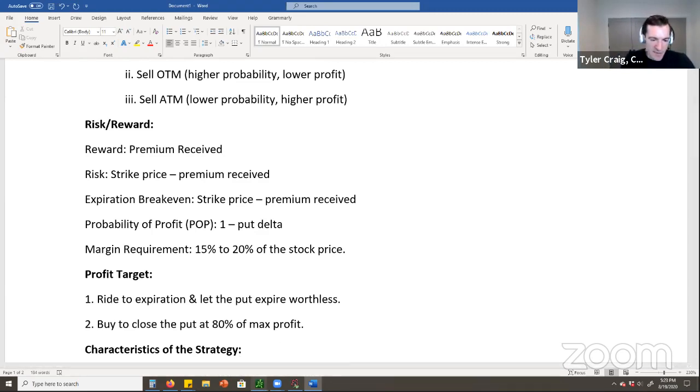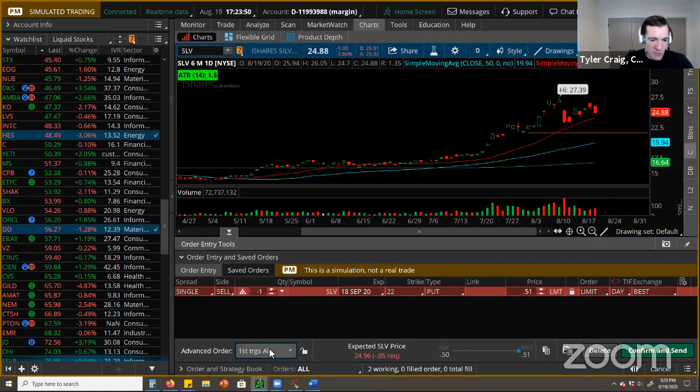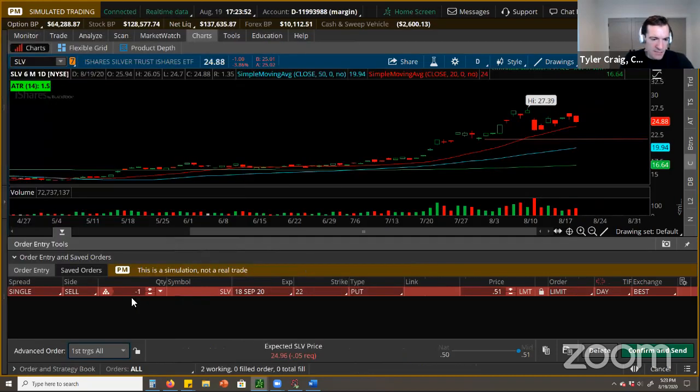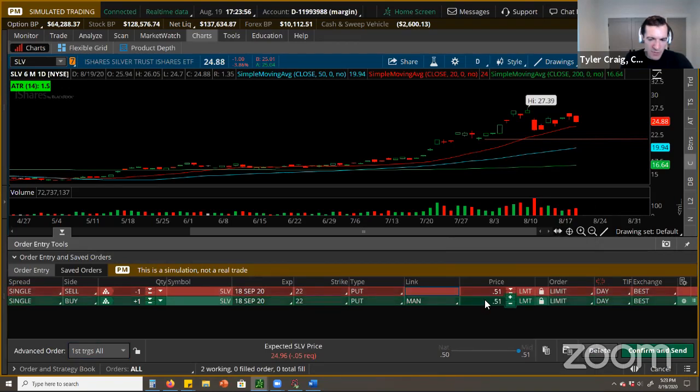So in this example, if I wanted to preset that, I could do a first triggers all order. I could say, okay, I'm going to sell this put for 51 cents and then right click and create an opposite order. I'll buy it back at a nickel, limit, good till cancel. Maybe 10 cents, limit, good till cancel. So then I've got a standing order. If the put ever drops in value to 5 cents, buy it back and I'm out of here. So that could be a target.